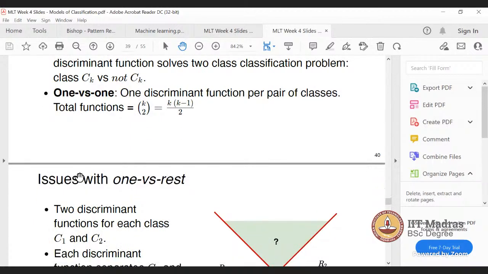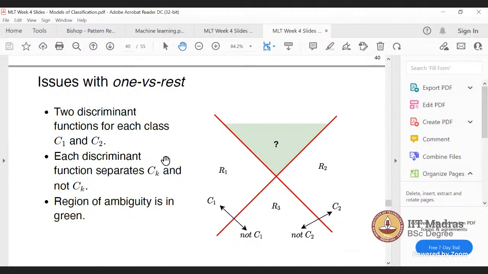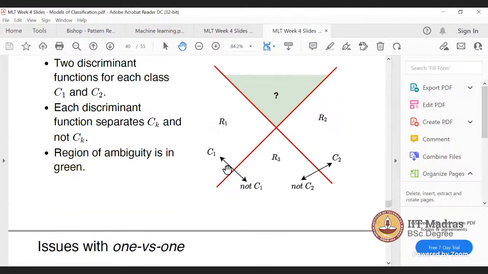So let's look at what the problems with these 2 approaches are. In 1 versus rest, let's say there are three classes: class 1, 2, and 3, and we are learning discriminant functions for class C1 and C2. So it will look like C1 versus not C1, C2 versus not C2. Look at this particular line. This is the discriminant function corresponding to class C1. This region is C1, and this entire region is not C1. And this discriminant function is for class C2. So this particular region is C2, and this is not C2.